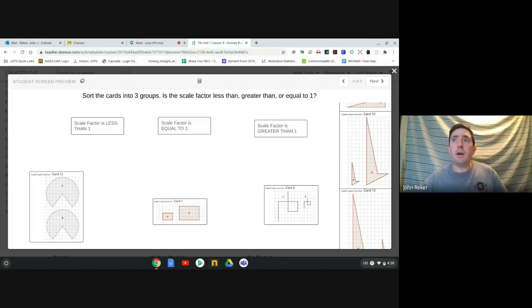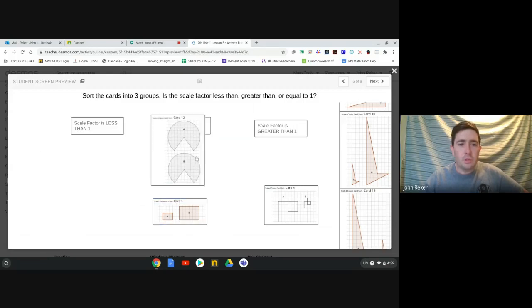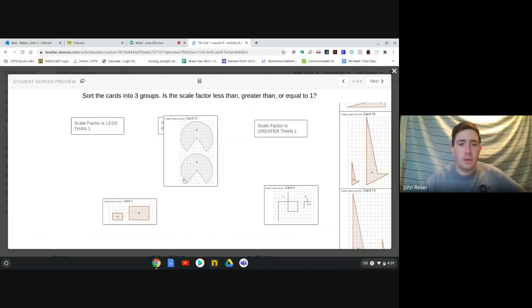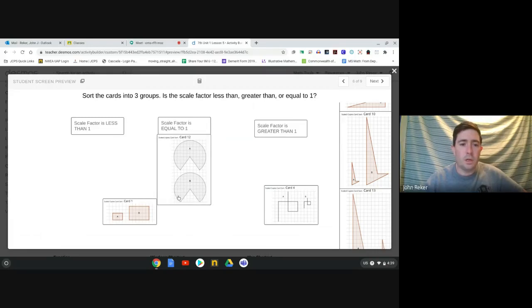By that, I mean, think about if you have any number and you multiply it by 1. Well, it stays the same. So when I look at this first card here, card 12, I see that A, which is the original, is the same as B. So these two are the same. So it was multiplied by a scale factor of 1. So I'm going to put this just with this card here. Let's see if it sticks. Okay, we'll just put it underneath here. It's equal to 1.